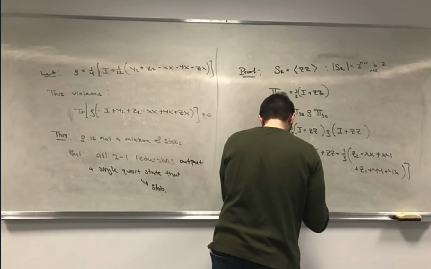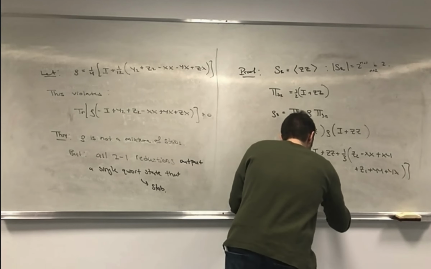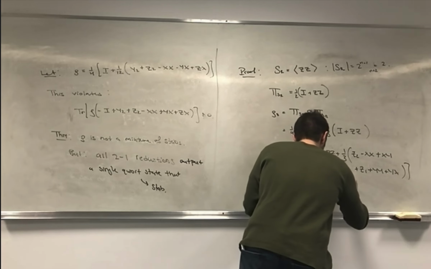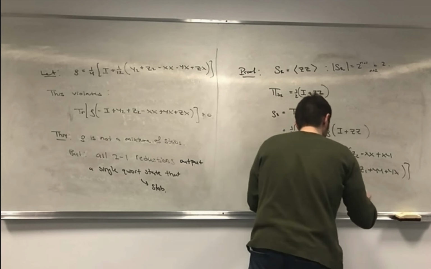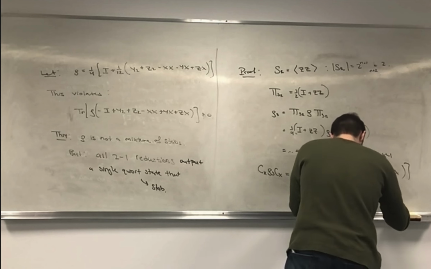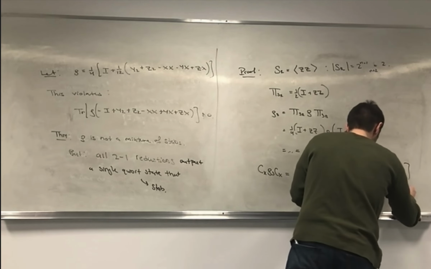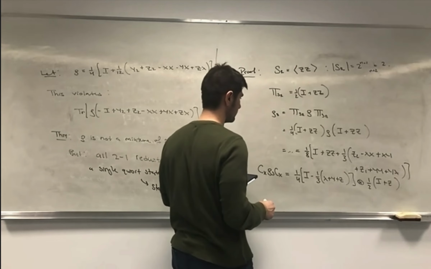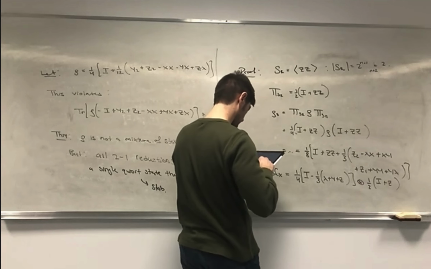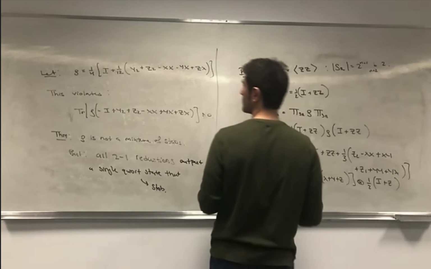You get something like I minus 1/3 (X plus Y plus Z) tensored with, on the second qubit, 1/2 (Y plus Z). And then, so this is our reduced state that we have here.